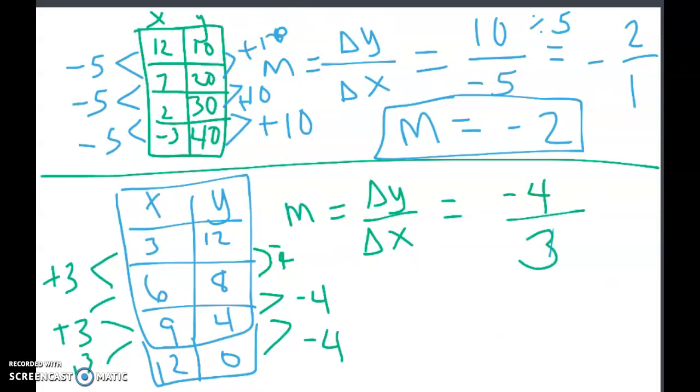And again, since one of your values is negative, it means that the direction of your slope is going to be down, and you represent that by leaving your slope ratio as negative.